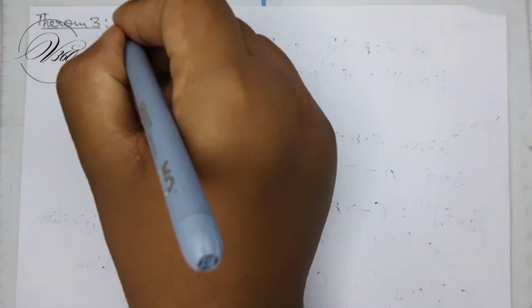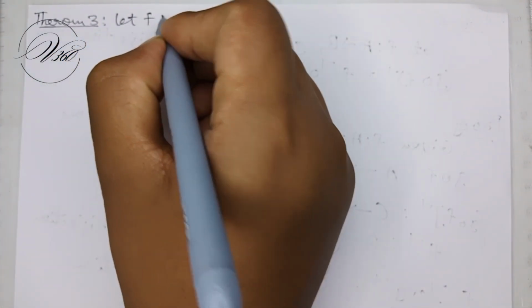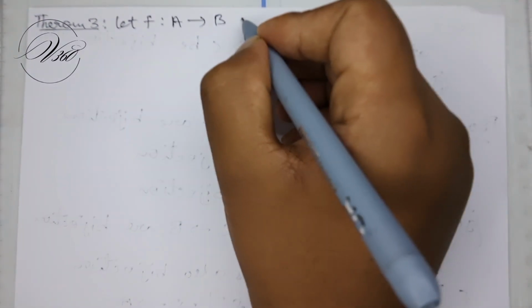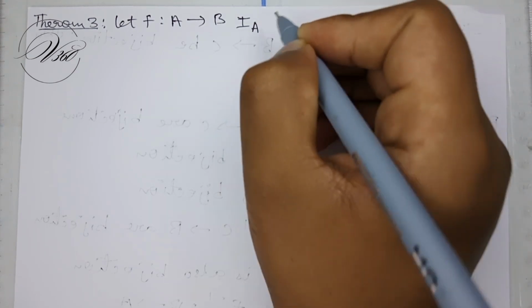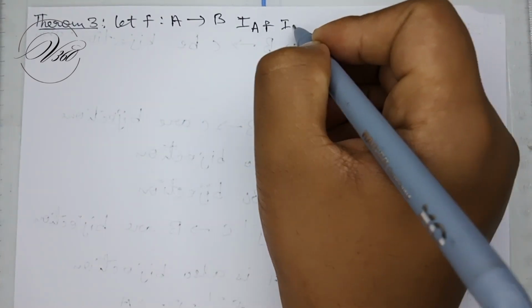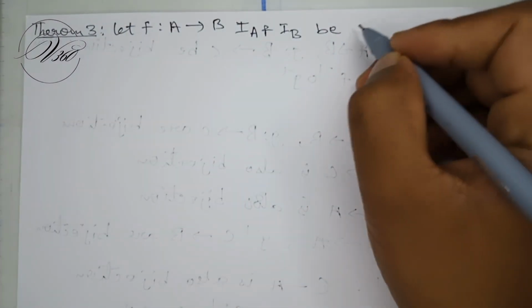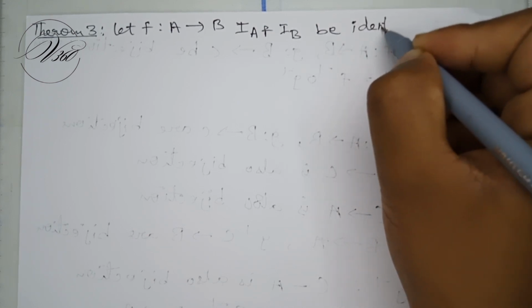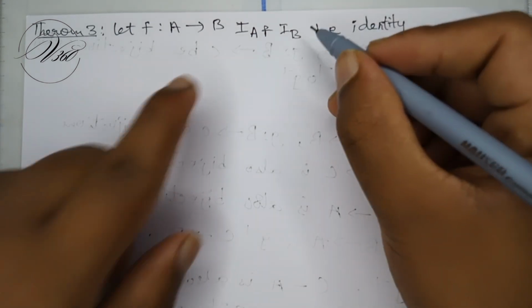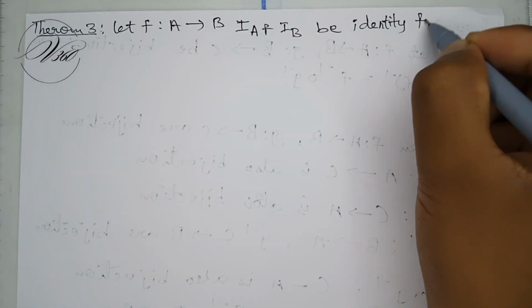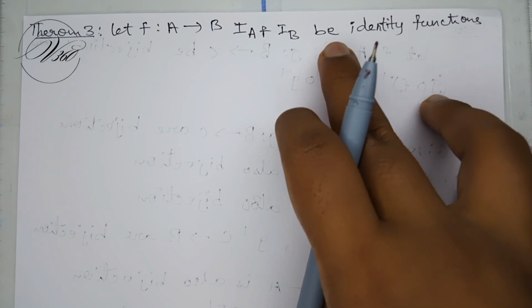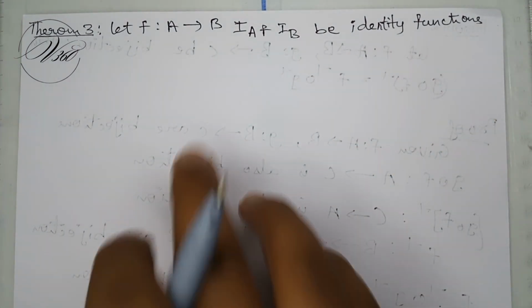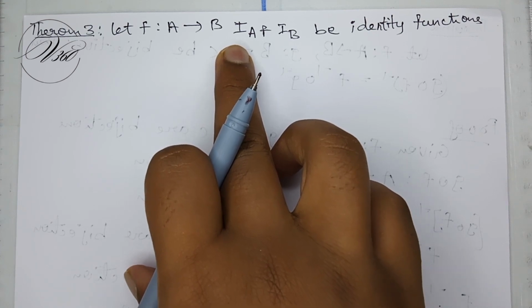Okay. Now, we are going to start the third theorem, that is, let F map A to B, and I means identity function. We have done in the starting the identity function, that is I of A, and identity function of B. This is the symbol for the identity function. If in the exam there is no sentence saying this is an identity function, by seeing this symbol we should recognize that it is an identity function.